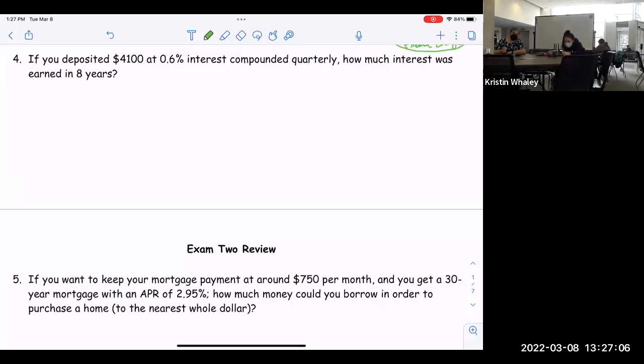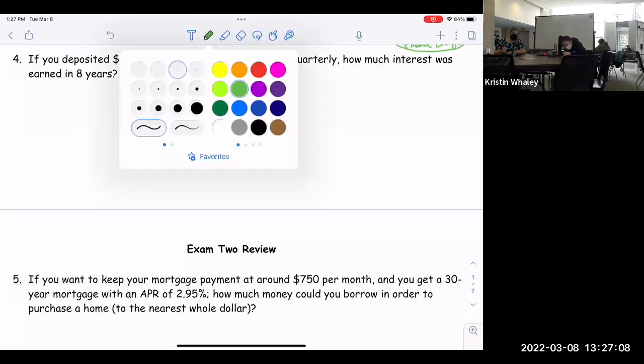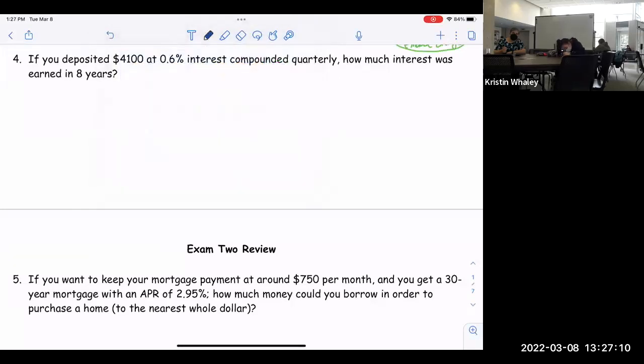So again, the main thing here is to figure out what formula do I need to use. And so I'm going to approach this by just first putting labels with things. I can see in this case, I deposited $4,100. So that is my starting amount of money, right? I'm starting with a principal of $4,100. I can see 0.6% is my interest rate.